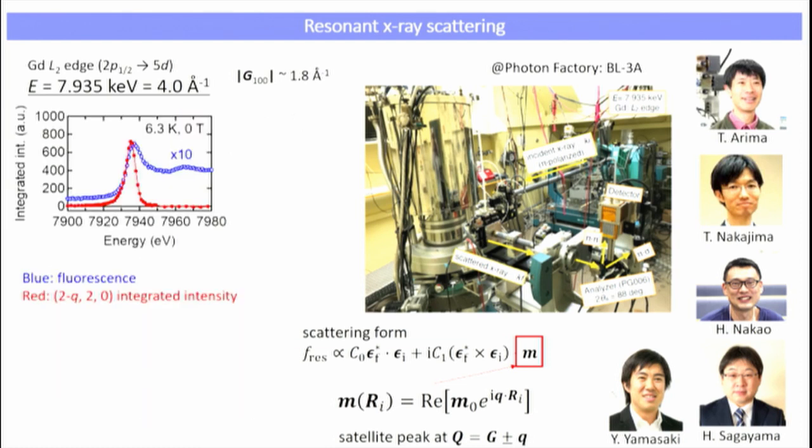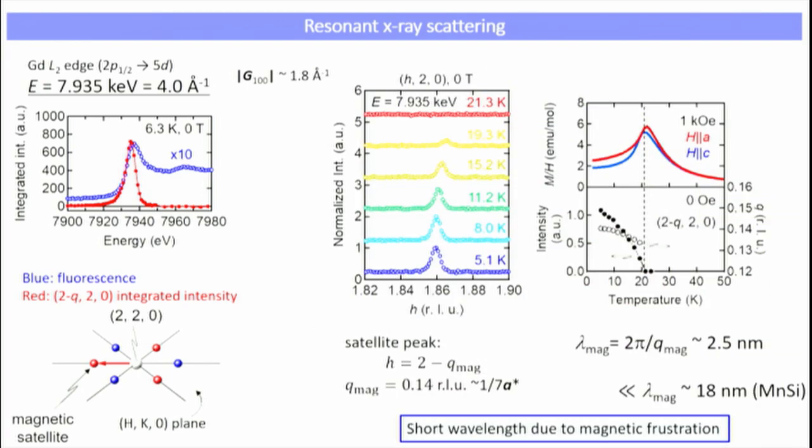So we successfully observed the resonant peak corresponding to the gadolinium resonance and identified the satellite peaks demonstrating the modulation of the spin structures. This is a peak around the 220 Bragg spot, suggesting the in-plane magnetic modulations. We took the data at various temperatures and confirmed the signal disappears when the temperature is above the magnetic transition temperature. So this is magnetic scattering.